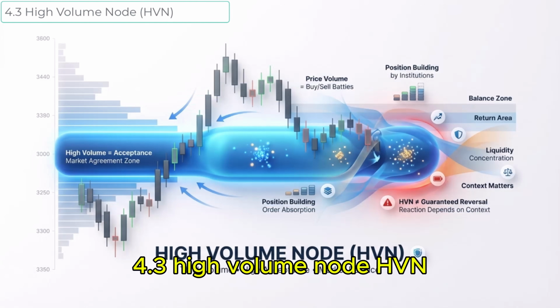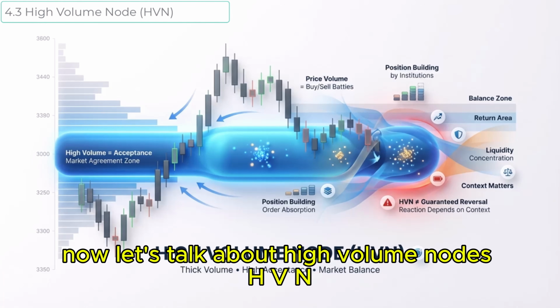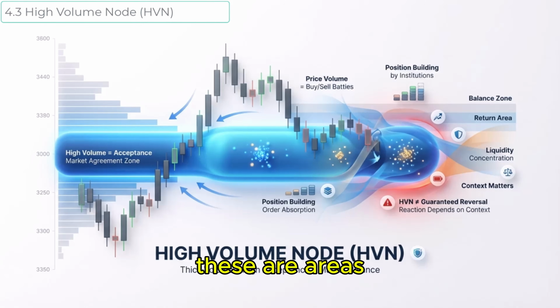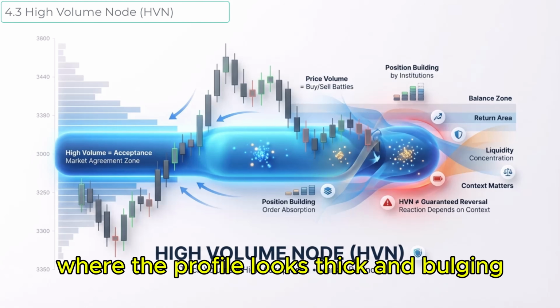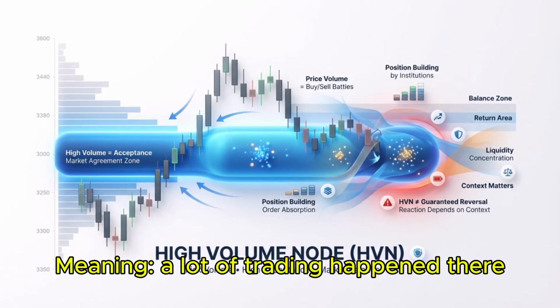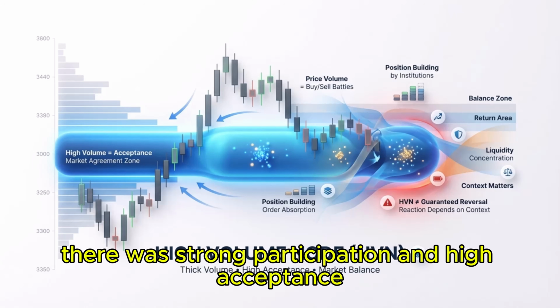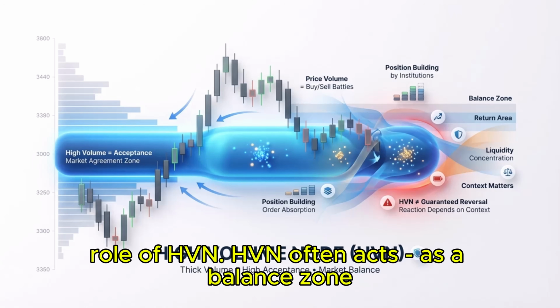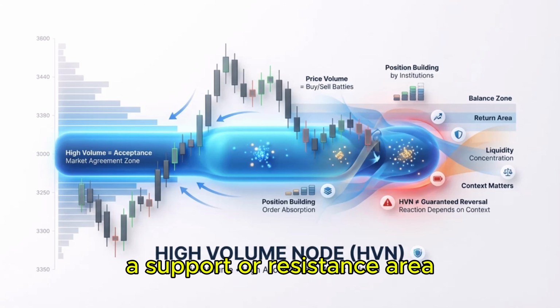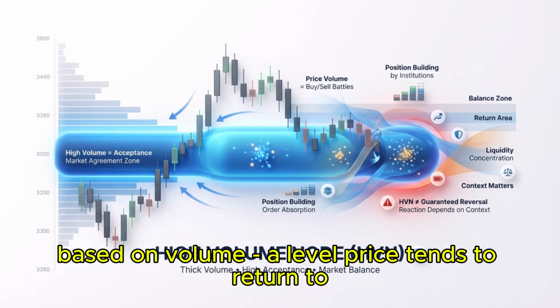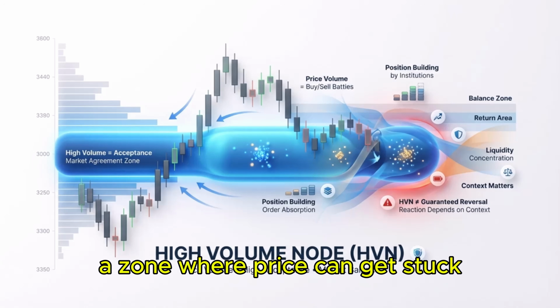4.3. High Volume Node, HVN. Now let's talk about high volume nodes, HVN. These are areas where the profile looks thick and bulging, meaning a lot of trading happened there. The market spent time there. There was strong participation and high acceptance. Role of HVN. HVN often acts as a balance zone, a support or resistance area based on volume. A level price tends to return to, a zone where price can get stuck.